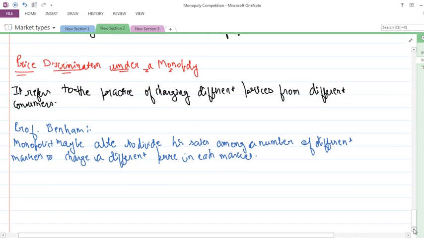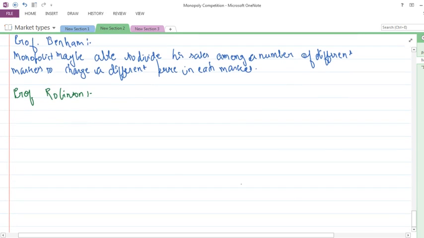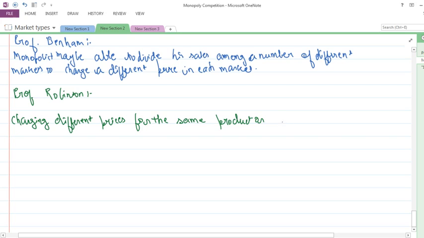Professor Robinson defines it as charging different prices for the same product, or the same price for different products.